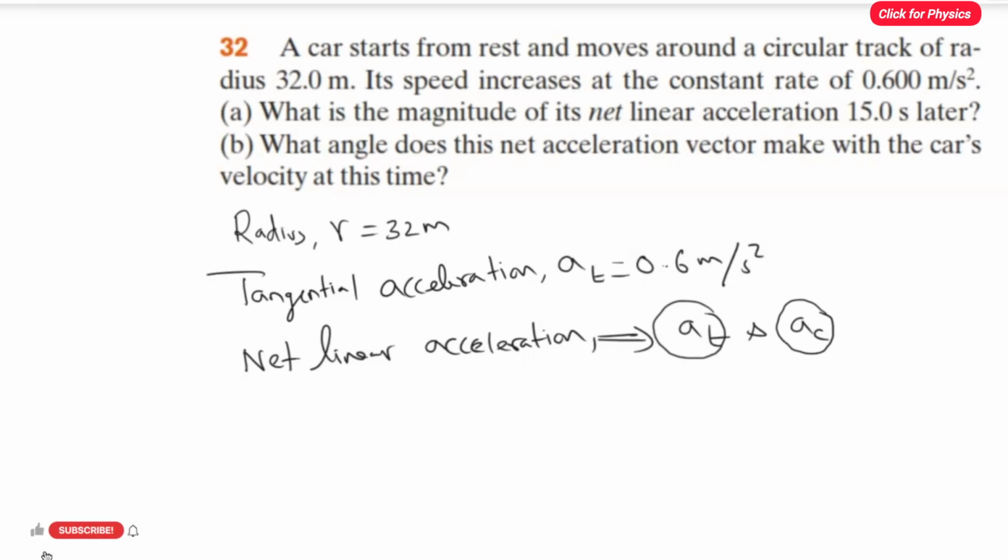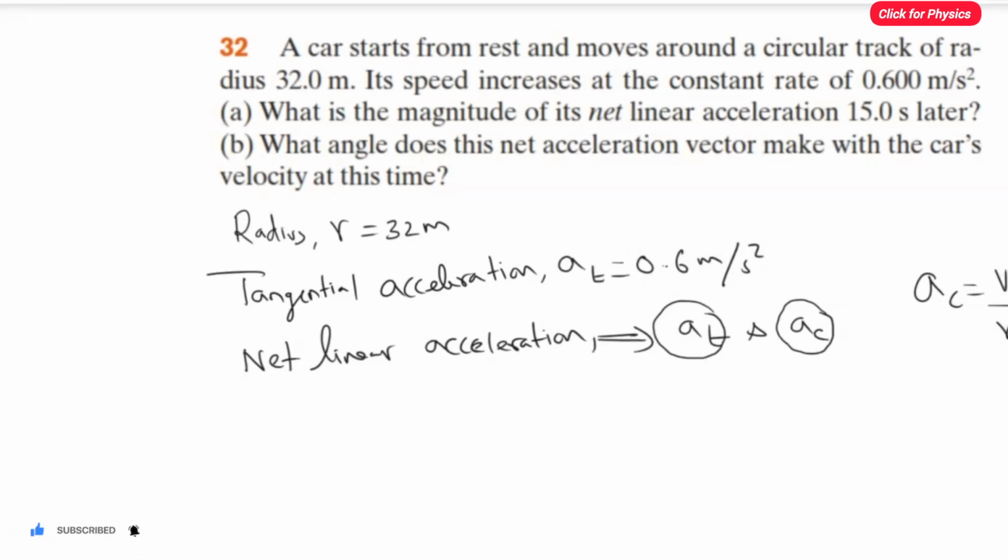For that, we have to write the formula for centripetal acceleration. What is the formula for centripetal acceleration? The formula is v square over r. That means if you want to find the centripetal or radial acceleration, we need the speed. But the speed is not given here. So first we have to find the value for speed.